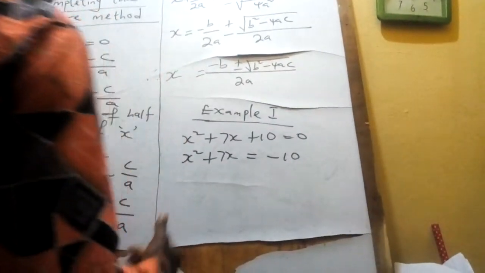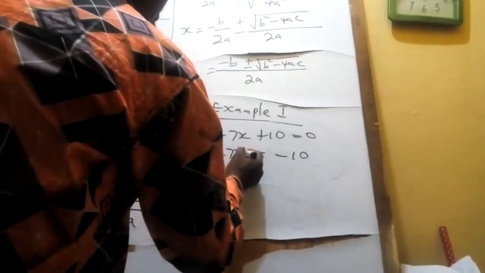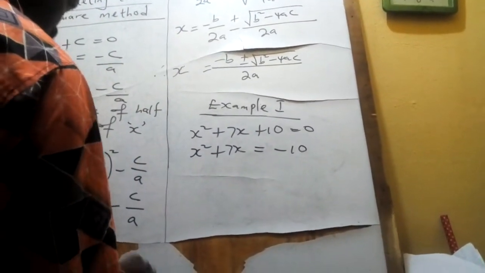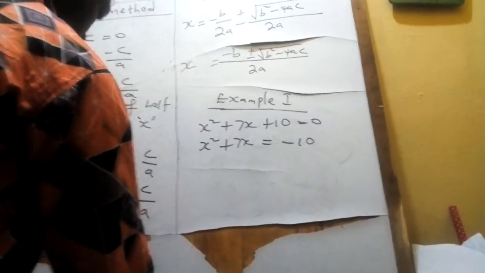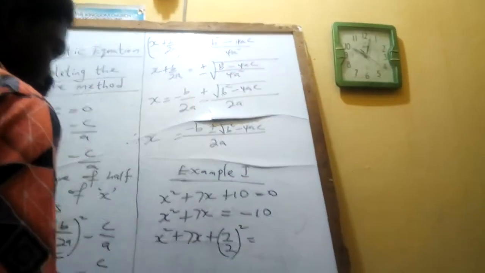Then we now add the square of half the coefficient of x to both sides. What is the coefficient of x here? The coefficient of x here is 7. So on my rough sheet of paper, maybe 7 all over 2 squared. So I'm going to add: x squared plus 7x plus 7 over 2 squared equal to 7 over 2 squared minus 10.